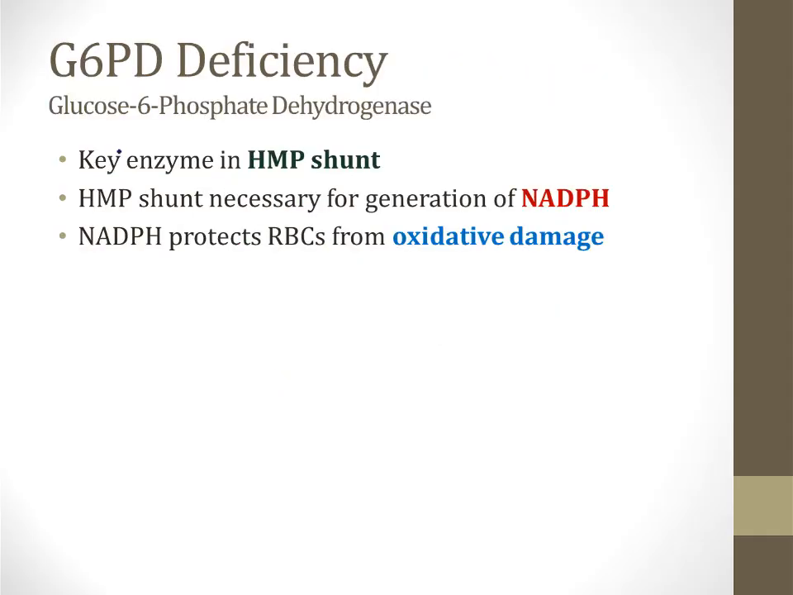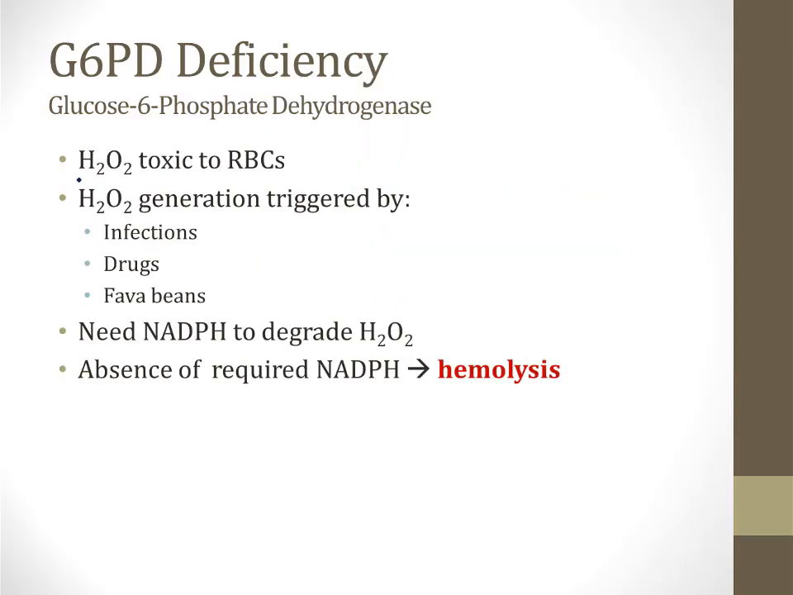Our next intrinsic cause of hemolysis is a deficiency of the enzyme glucose-6-phosphate dehydrogenase, or G6PD. This disorder also ties in heavily with biochemistry, because G6PD is a key enzyme in the HMP shunt. I have an entire module on the HMP shunt that you can watch in the biochemistry section. Recall that the HMP shunt is necessary for generation of NADPH, and NADPH is important for protecting red cells from oxidative damage. In particular, hydrogen peroxide is toxic to red cells.